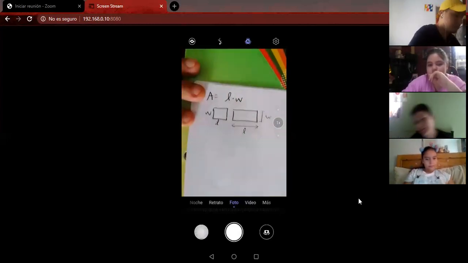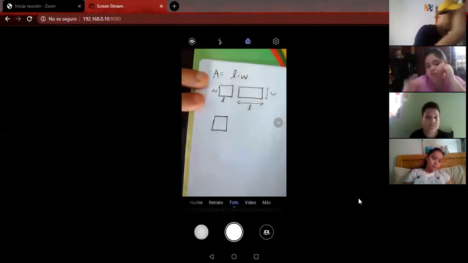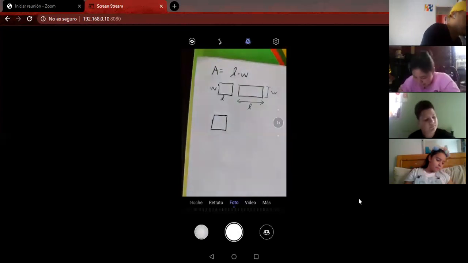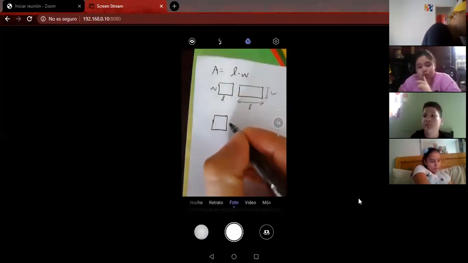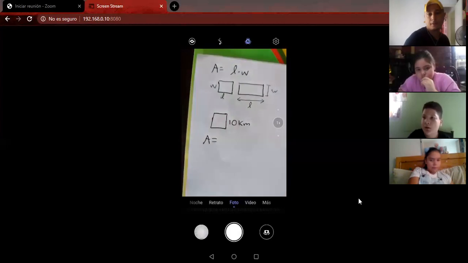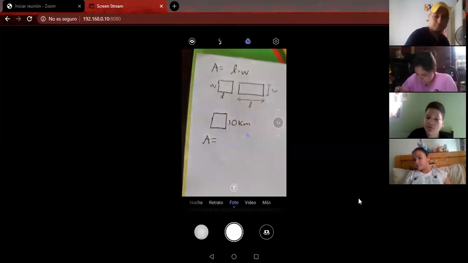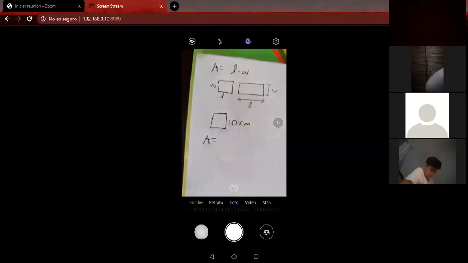Now, an easy example. For example, I have this square, and I'm just going to give you this, 10 kilometers. I need to find my area. This is a square. What happens in a square? All the sides are the same what? What happens in a square? Todos mis lados son igual que.